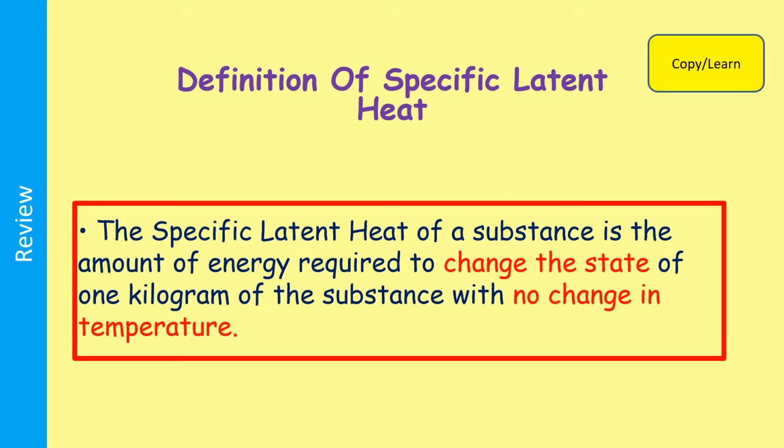Definition of specific latent heat. The specific latent heat of a substance is the amount of energy required to change the state of 1 kilogram of that substance with no change in temperature.